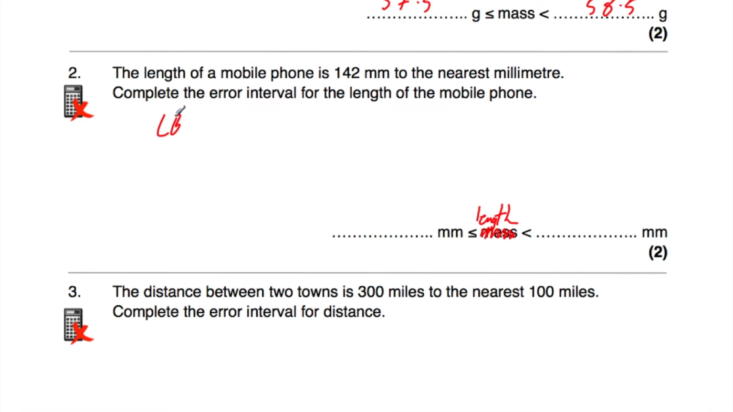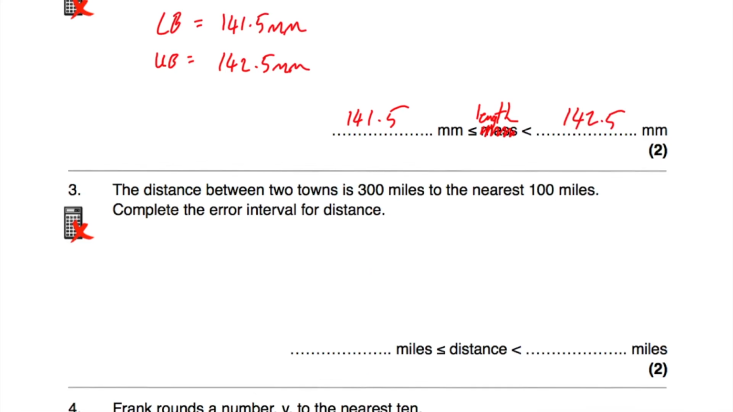In terms of the lower bound, the length of the mobile phone is 142 millimeters to the nearest millimeter, so the lowest bound would be 141.5 millimeters. The upper boundary would be 142.5 millimeters. Then if we were to write that as an error interval, the length of the mobile phone would be anything that is bigger than or equal to 141.5 millimeters, but less than 142.5 millimeters. And that's our error interval. Okay, let's have a look at our next question, question number three.